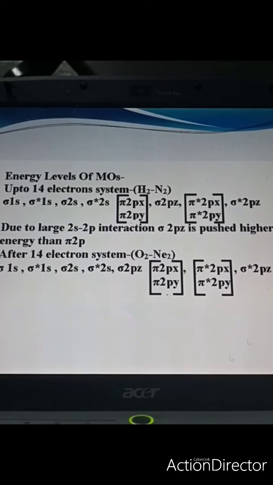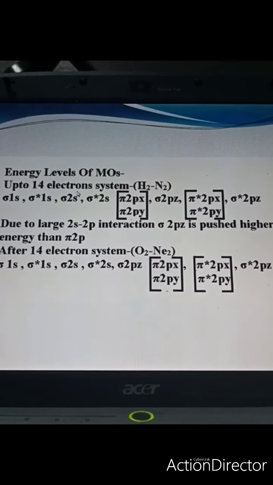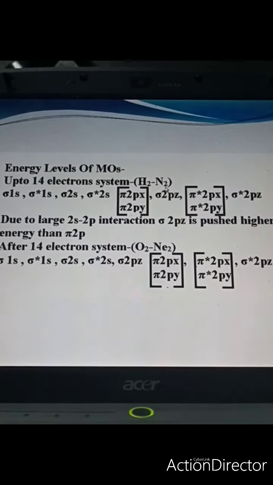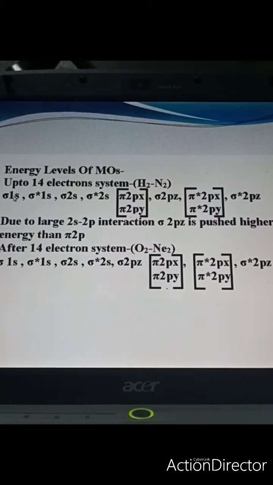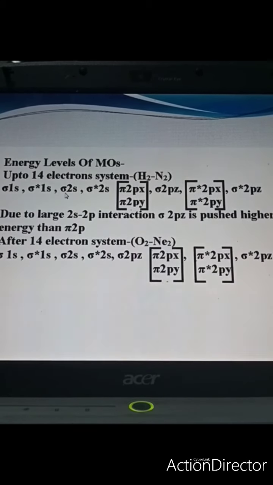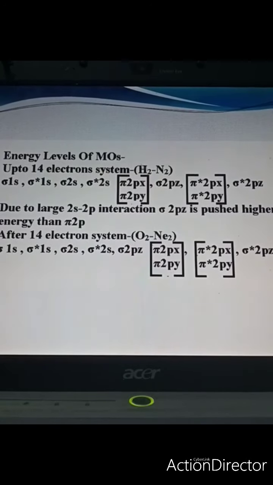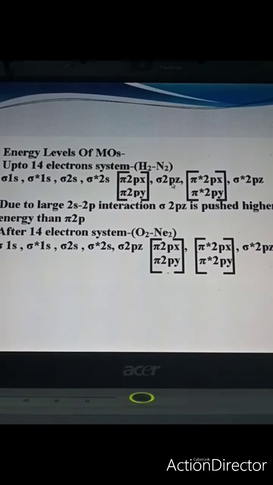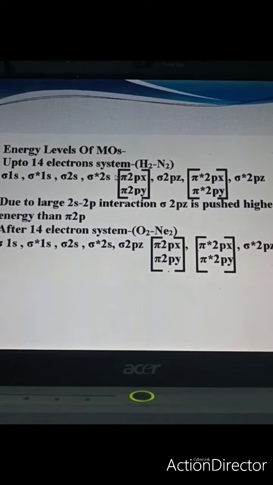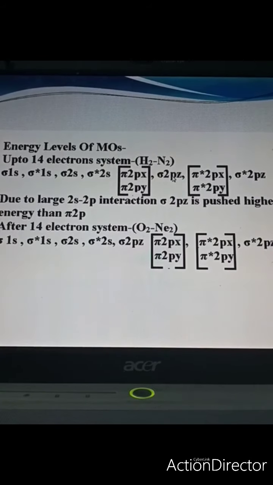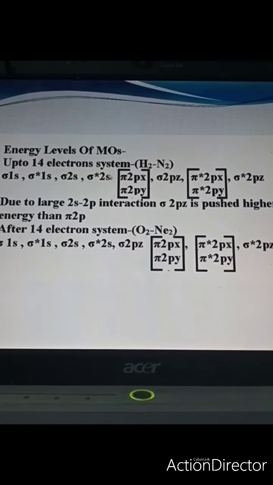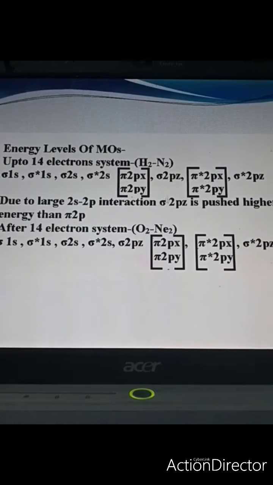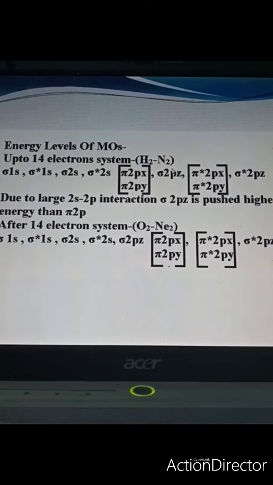These are the two patterns for filling the electrons. Up to a 14 electron system, that is from hydrogen up to nitrogen, we will be following this pattern: sigma 1s bonding, sigma 1s anti-bonding, sigma 2s bonding, sigma 2s anti-bonding, and pi orbitals. This bracket shows these two have the same energy, then sigma 2pz. Now there is repulsion, due to which this orbital is shifted to a higher energy order. Then the anti-bonding of this, due to the 2s-2p interaction, is pushed to a higher energy level.